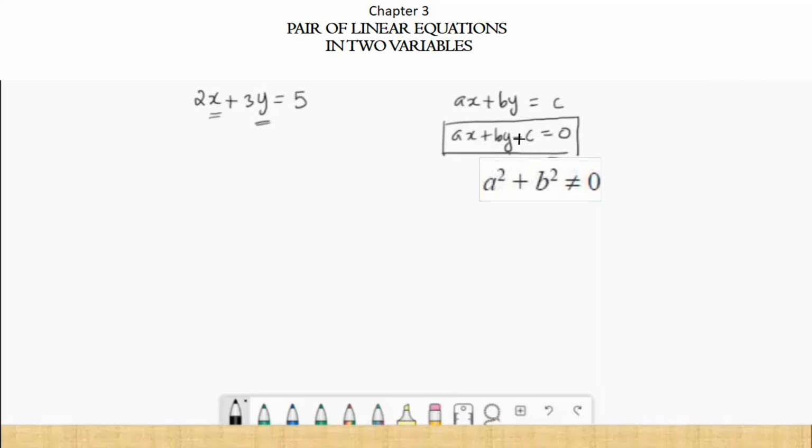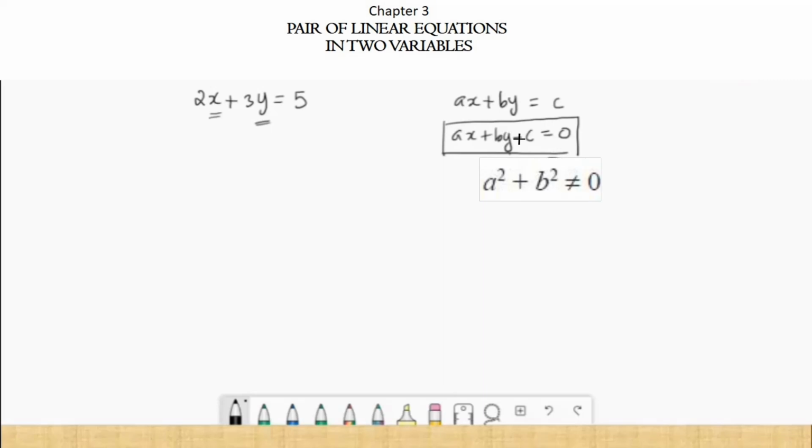Look, a square and b square are square numbers. They cannot be negative, right? So their sum cannot be negative. But the sum can be 0 or a positive number. When will the sum be 0? a square plus b square is equal to 0 only when a and b are both 0. So avoiding that case, we write a square plus b square not equal to 0 for the condition that a and b are not both 0. So this is the general form.